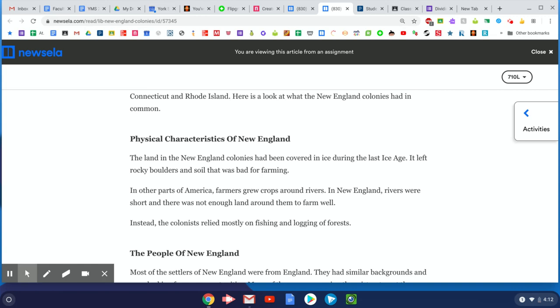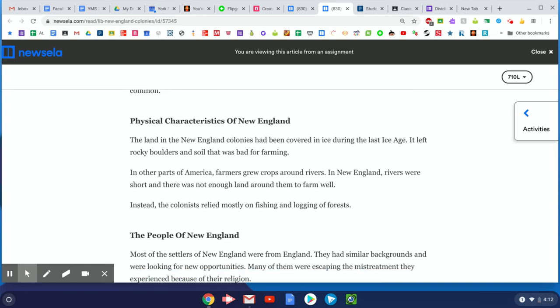Well, let's find out. This subsection is called Physical Characteristics of New England. Physical means like the landforms. I bet we're going to find out about the land. The land, it says, I'll look at that, the first two words. The land in the New England colonies had been covered in ice during the last ice age. It left rocky boulders and soil that was bad for farming.